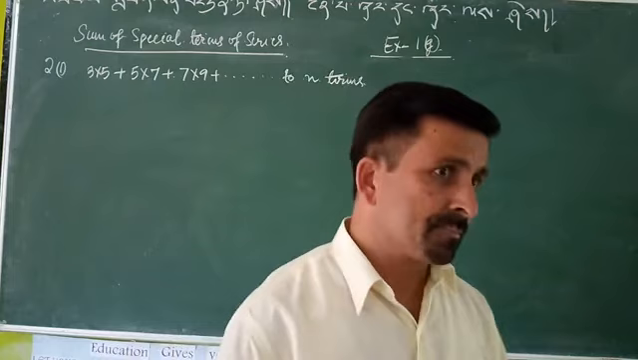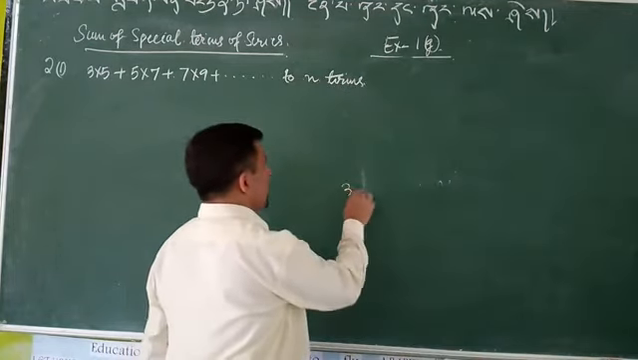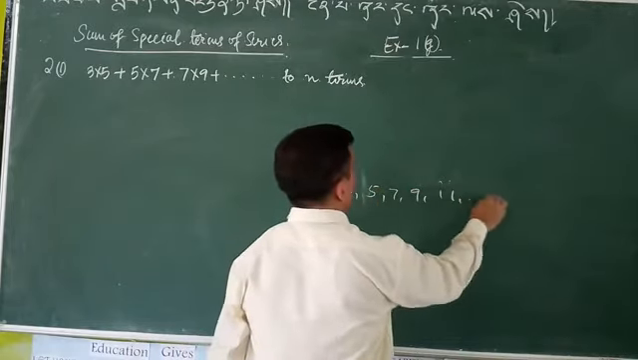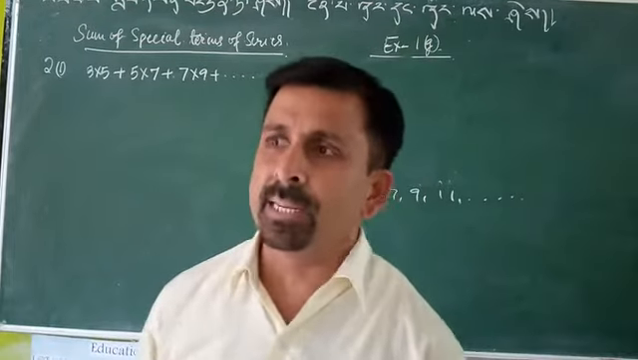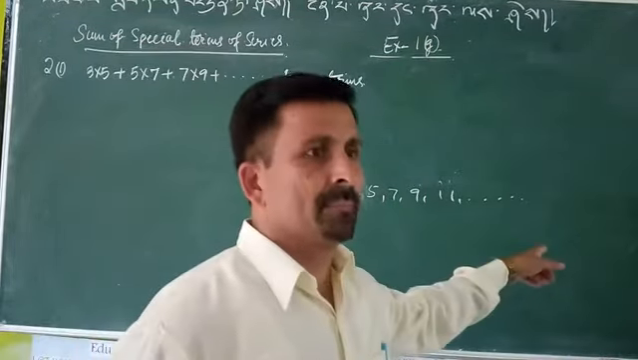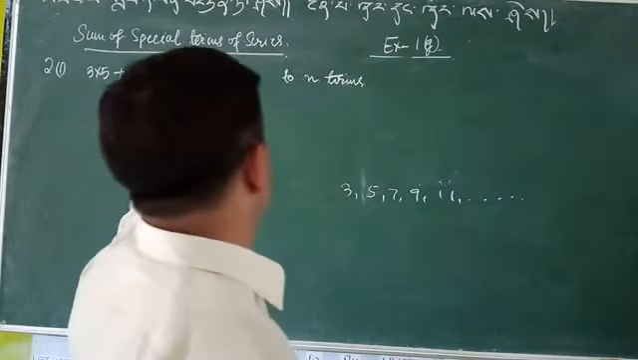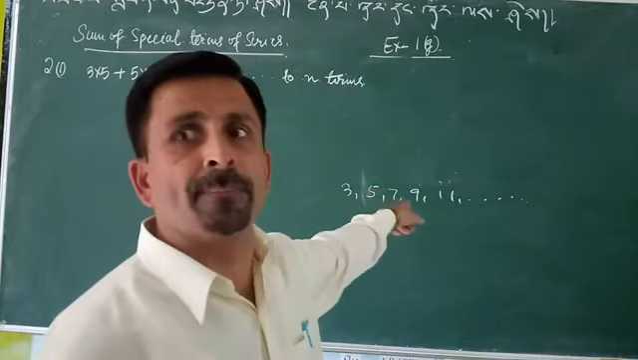Is it okay? Not only that, series means 3, 5, 7, 9, 11, and so on. We then call it a series. Now, this is a series. This is in AP. Now you look at your upper series. Then that series looks different from this given series.